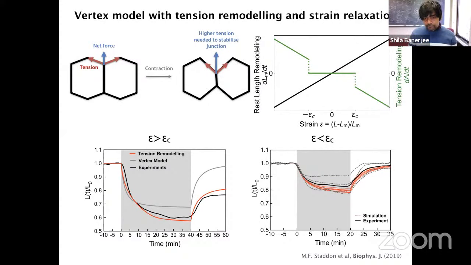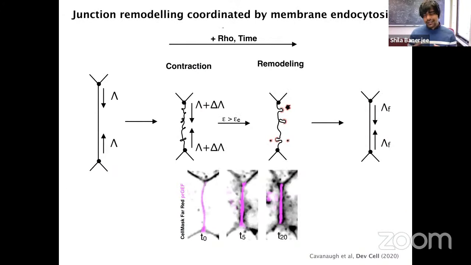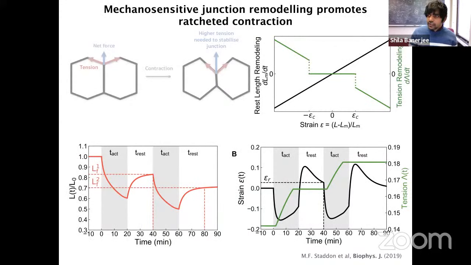And underlying this, sorry, I think I skipped a slide. So underlying this novel mechanical response at the molecular level, what's happening is that this junctional remodeling was coordinated by endocytosis, okay? So the junctions would contract, the membrane would buckle, and then endocytosis would happen, and that would stabilize the length, okay? And this model can faithfully capture junctional ratcheting. Like with these two mechanisms, we can actually capture junctional ratcheting.